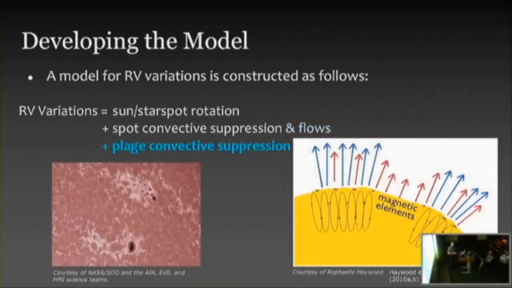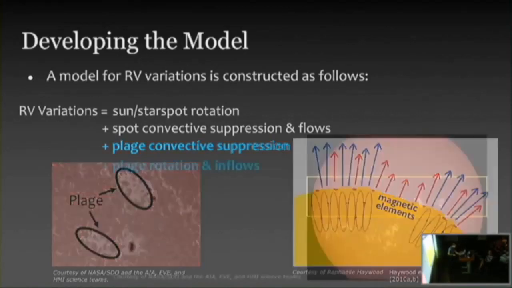The third term deals with, again, the convective suppression of those granules, but for something called plage. Now, plage is actually just a larger region of a smaller feature called faculae, and these are just little flux tubes that heat up the surrounding material and thus appear brighter. That's all these little white specks are in this image. And if you group them together, it's called plage.